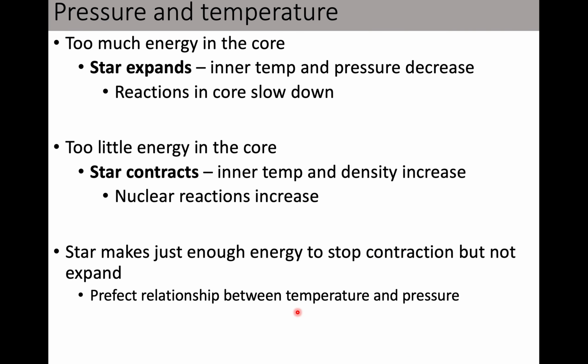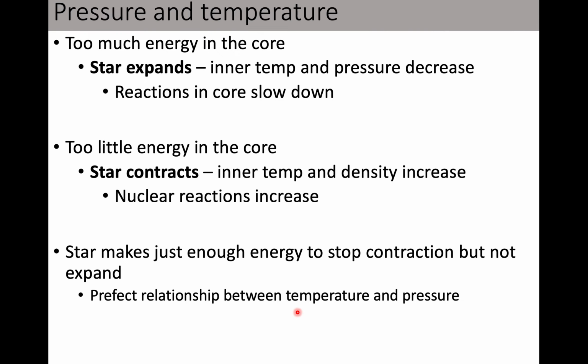If we're thinking about pressure and temperature within a star, if there's too much energy in the core of the star, and it's too much for the gravity of the star to balance, the star will start to expand. That means the temperature inside and the pressure inside will actually decrease as the star gets bigger, and the reactions happening in the core will slow down to the point where it reaches a stable spot. If there's not enough energy in the core, the star will contract.